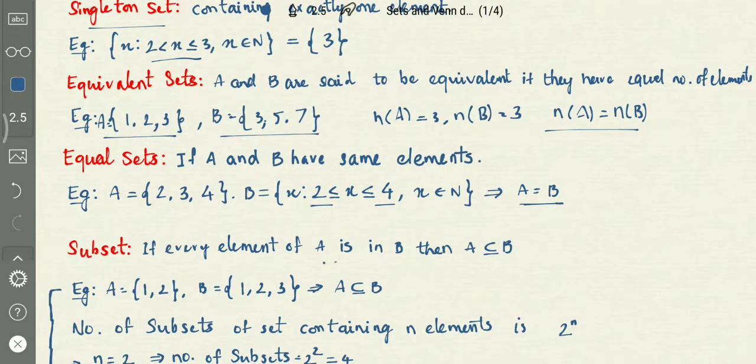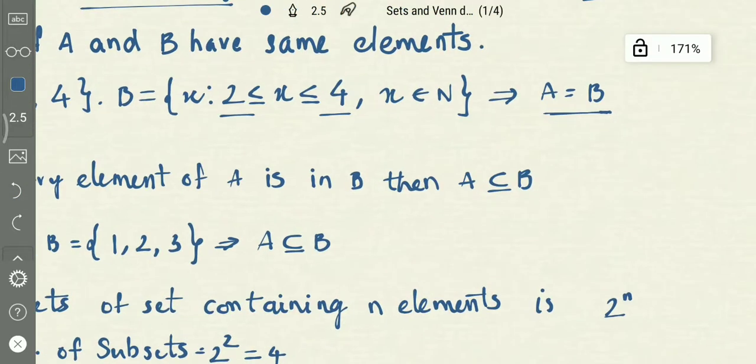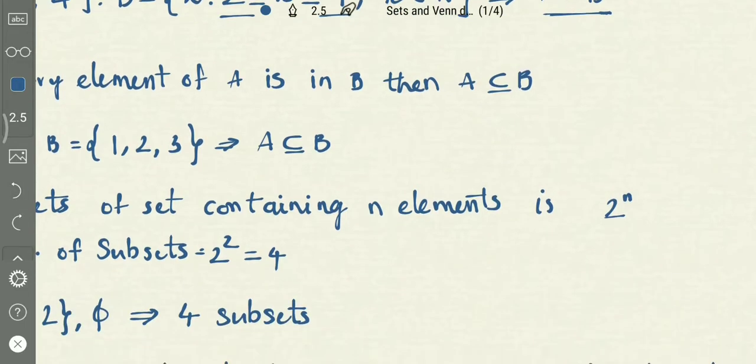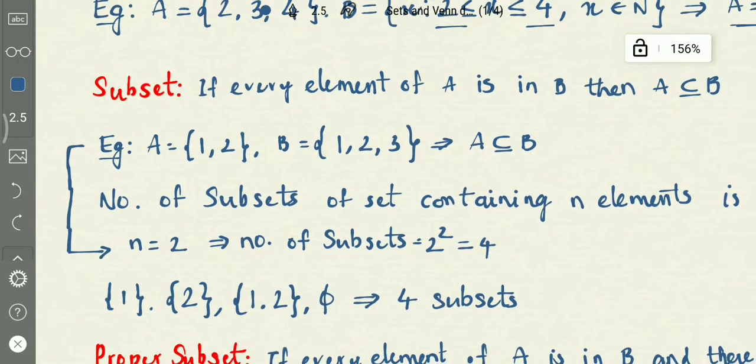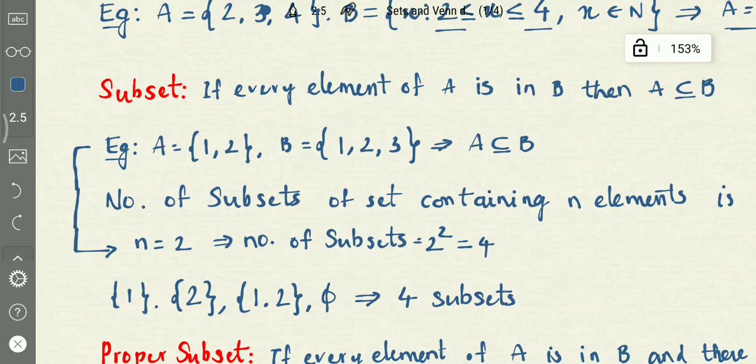If every element of A is in B, then A is said to be a subset of B. This is the representation of subset. For example, let us say A is a set having elements 1 and 2 and B is a set having elements 1, 2 and 3. If you see here, elements 1 and 2 are present in B. So A is a subset of B.